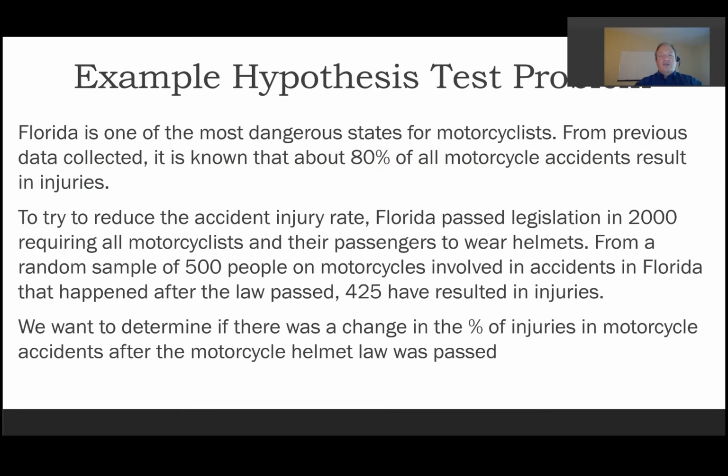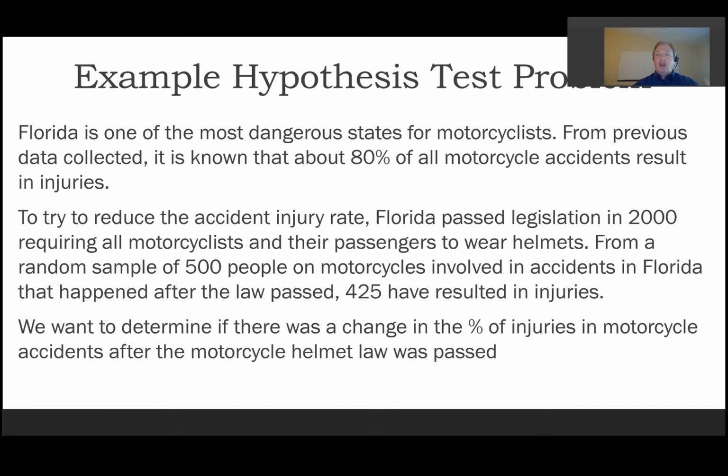So we're going to use this example that we've been talking about with the motorcycle injury rates in Florida. And we said that our null hypothesis was that after the law was repealed, the percentage of people in accidents that were injured was 80%. The law was repealed. We collected data afterwards to test to see if there had been a change. And we find out that 425 people were injured out of a random sample of 500 people that have been in accidents. And so we want to use this sample percentage to say something about the population percentage. And how do we do that?